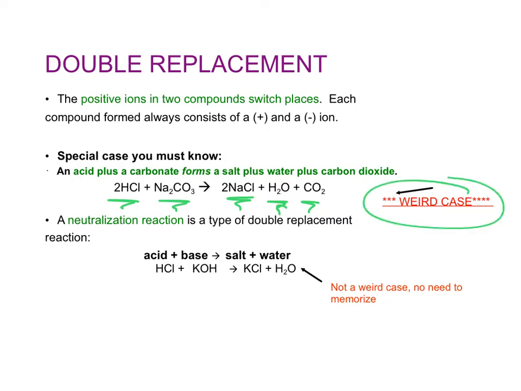And the last one is not a special case, it's just a specific example, is a neutralization. We'll talk a lot more about neutralization when we talk about acids and bases. But when you mix an acid and a base together, they do neutralize each other and they form a salt. Remember, that means any salt, any ionic compound, and water.